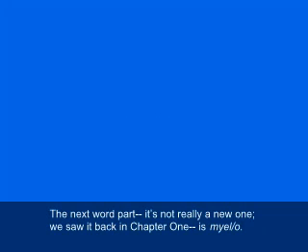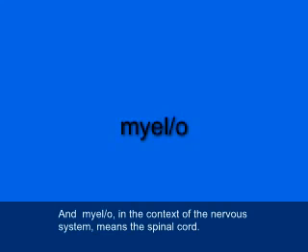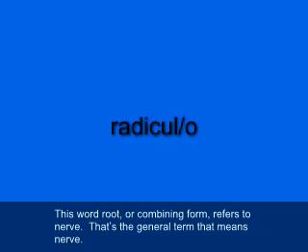The next word part, it's not really a new one, we saw it back in Chapter 1, is myelo, M-Y-E-L-O. And myelo in the context of the nervous system means the spinal cord. Finally, we have radiculo, R-A-D-I-C-U-L-O. This word root or combining form refers to nerve, just a general term that means nerve.